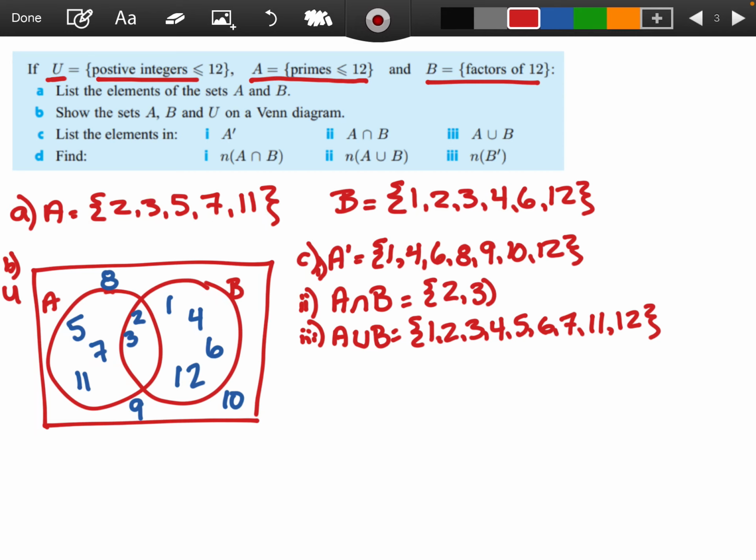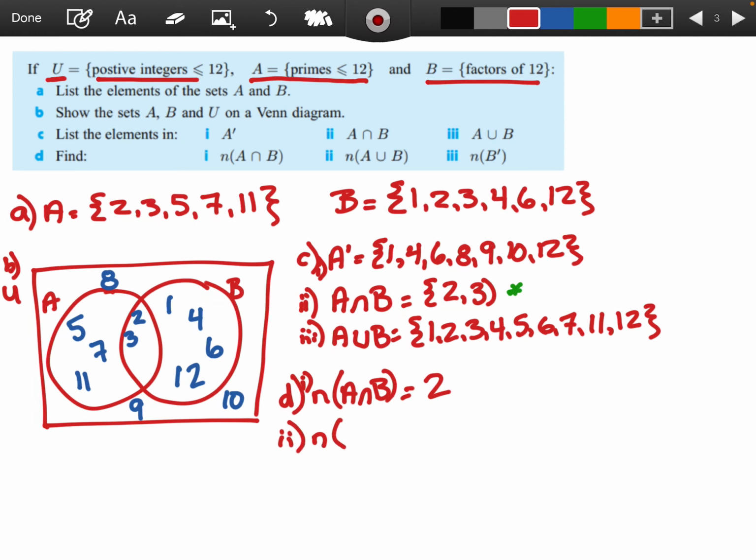Okay, and now moving on to part D. Part D asks us to find n of A and B. So we're finding the number of elements that exist in the intersection of A and B. So since we listed them up here in this part, we can just very easily say that there are 2 elements that are in the intersection. Oh, forgot to label that.